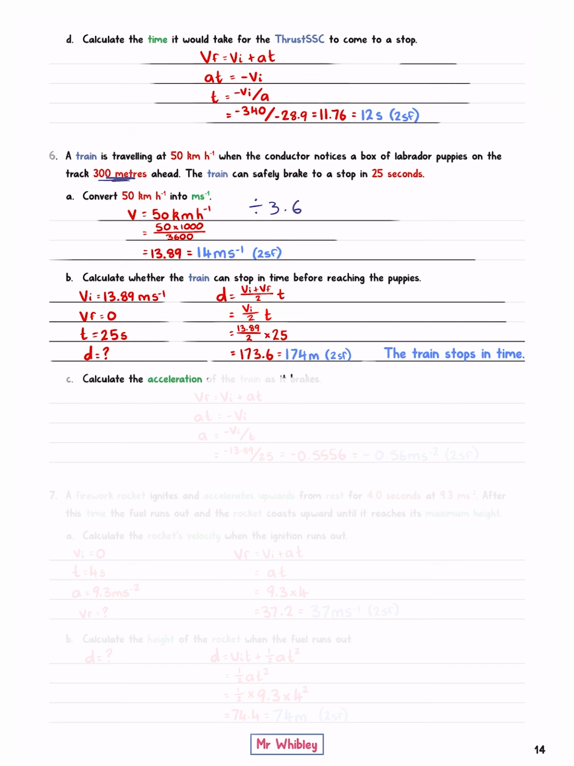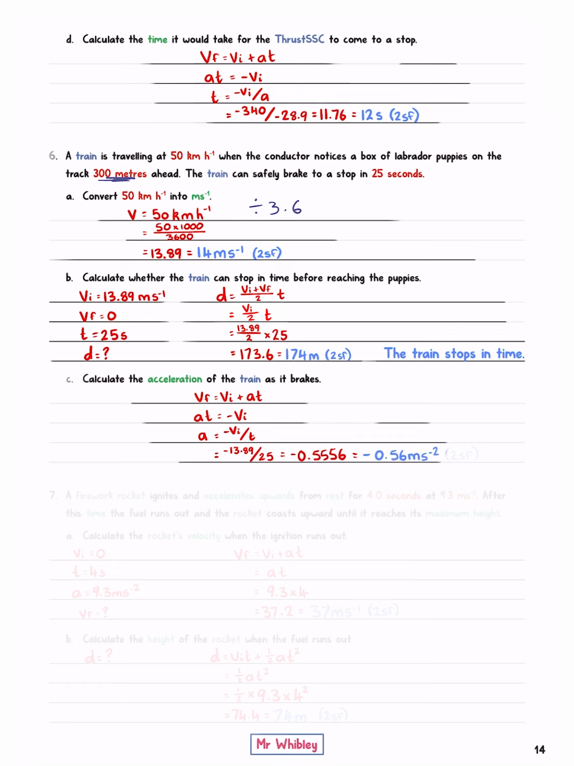Calculate the acceleration of the train as it brakes. To find our acceleration, we can use this equation here. Knowing that Vf is 0, we can subtract Vi from both sides and then divide both sides by t to solve for our acceleration. Put in our numbers, which gives me negative 0.5556 or negative 0.56 meters per second squared to two significant figures.